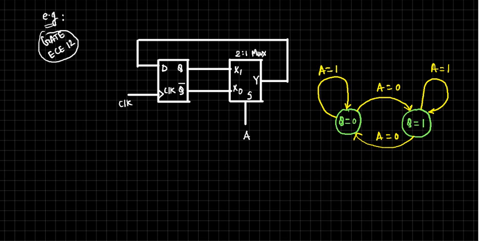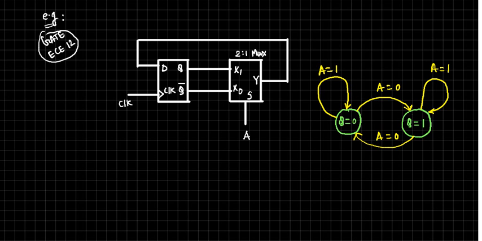Because, see, what it means is, if Q is 1 and A is 1, then it will change. Is it changing? So that's what it represents. It will change when the value of A is 0. That is what it means.